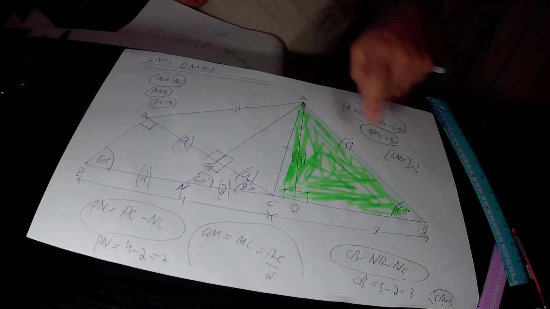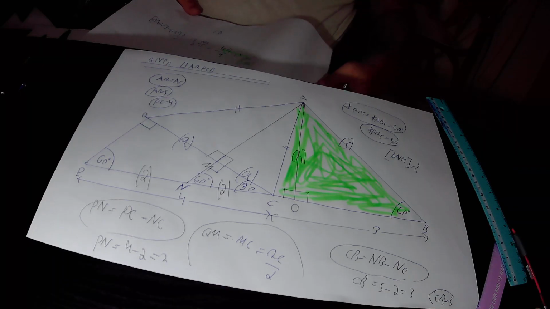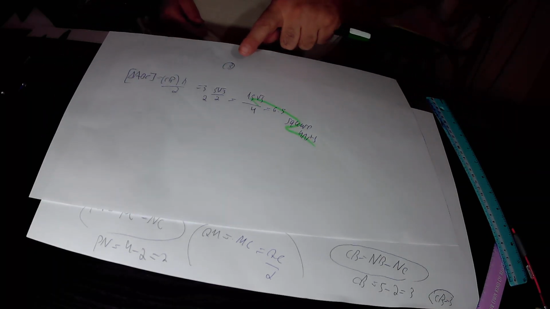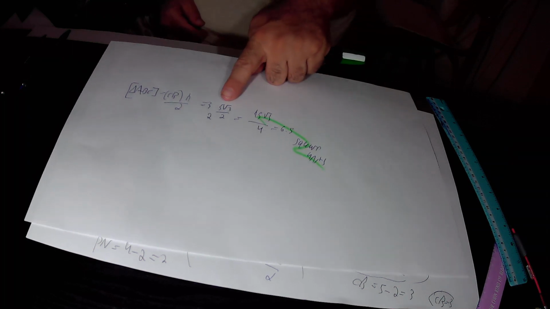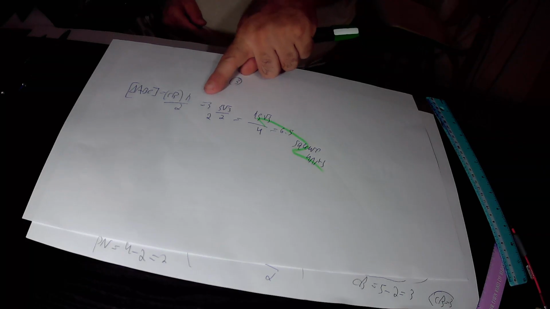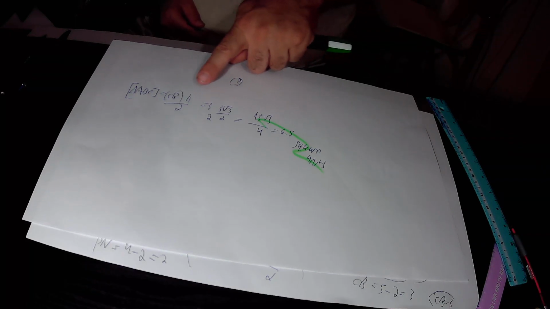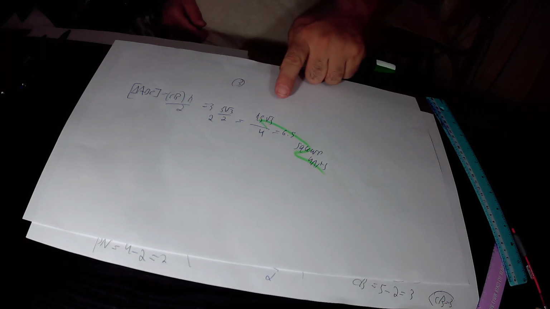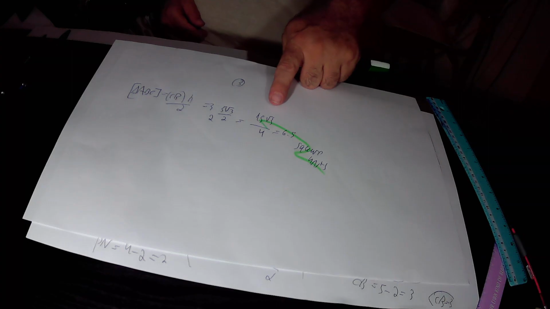CB is 3. h, we just found out, equals 5 times square root of 3 over 2. And we have to divide it by 2, so here we have 2. So the area of the green triangle ABC equals, in the numerator, 3 times 5, that is 15, times square root of 3, over 2 times 2, that is 4.